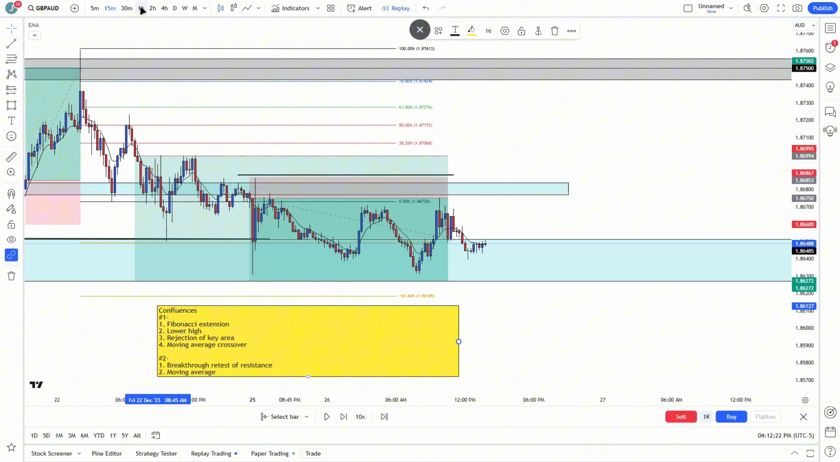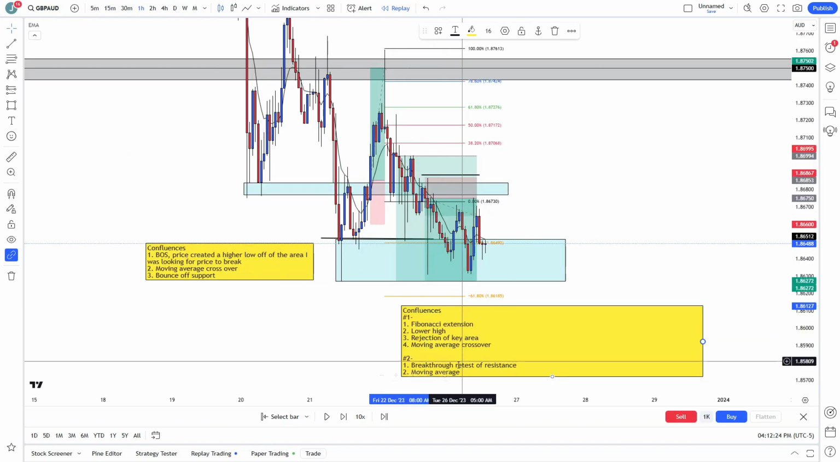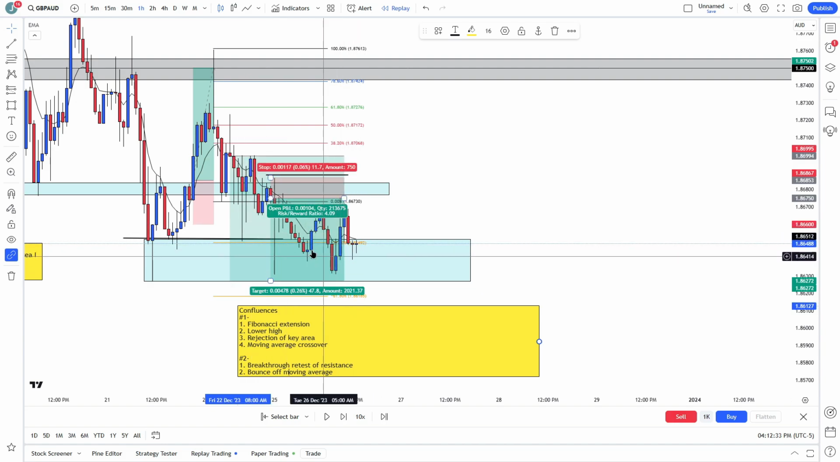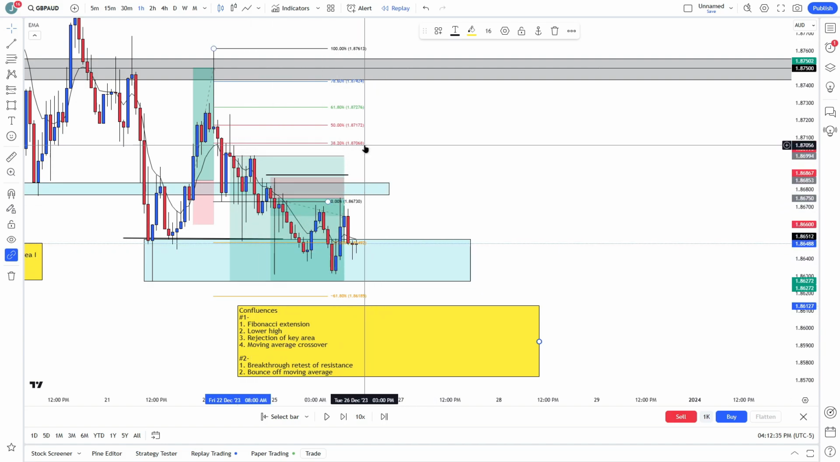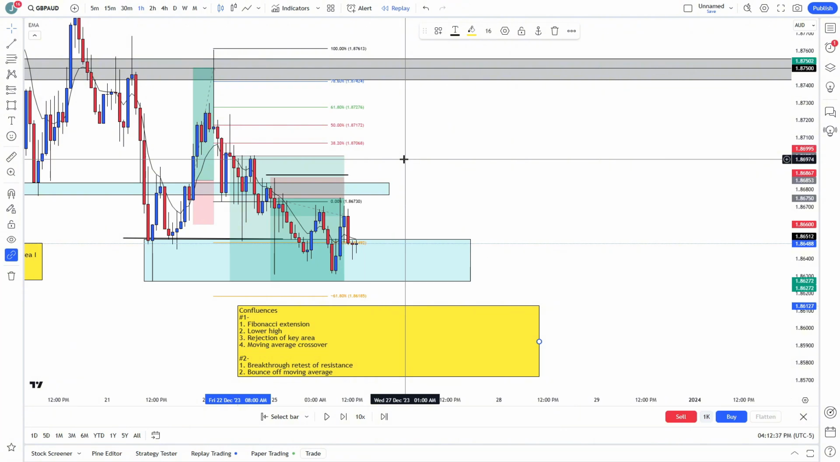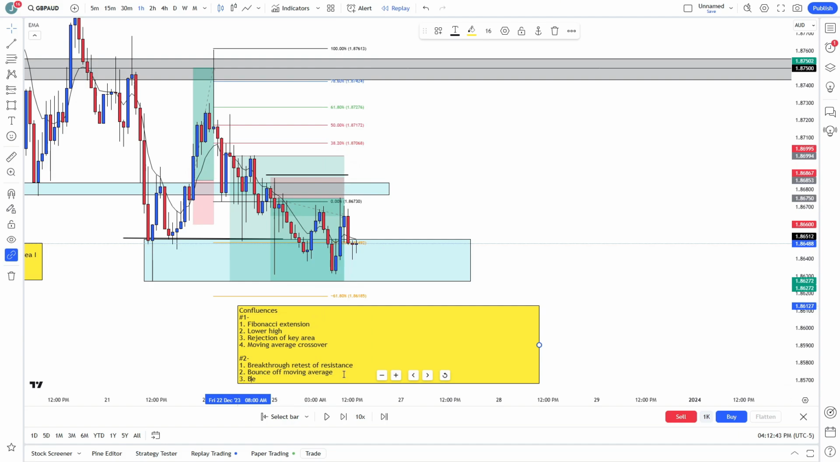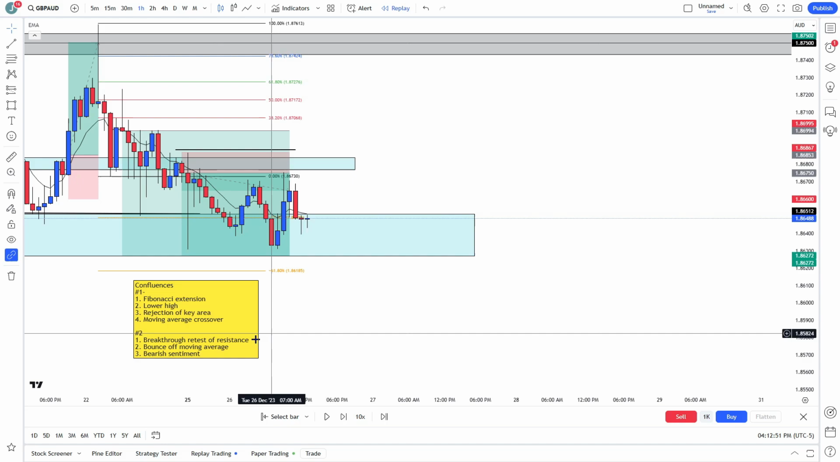We go on the 1 hour. The price bounced off the moving average, so we could say bounce off moving average. Last confluence, just overall bearish sentiment. Our bearish sentiment overall. So that's for this trade.